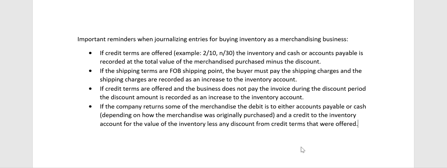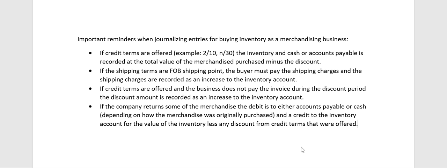So if credit terms are offered, for example, something like 2/10 net 30, the inventory and either cash or accounts payable, depending on how the company is paying for this purchase, is recorded at the total value of the merchandise purchased minus the discount that's being offered.